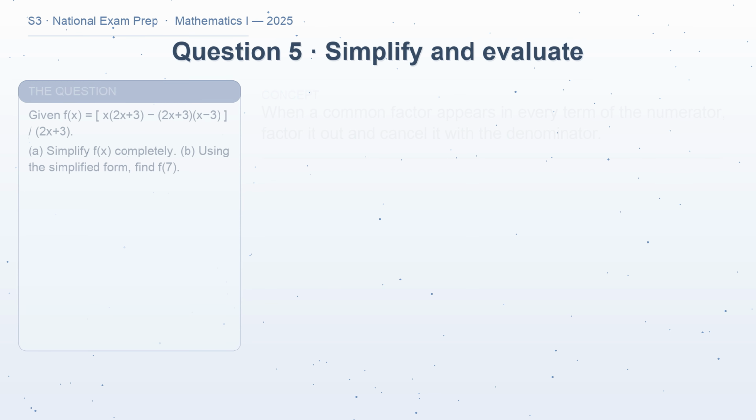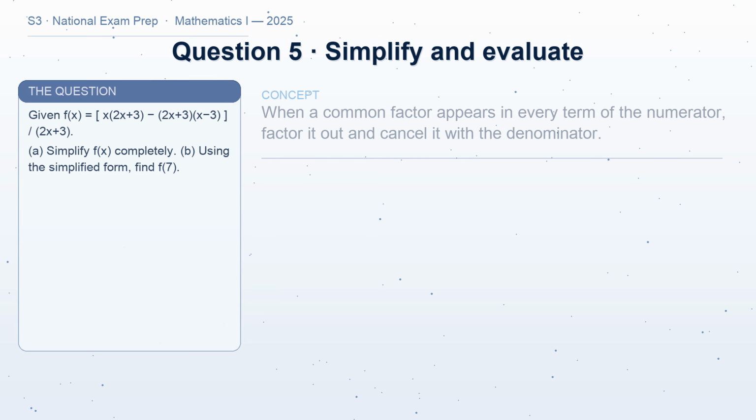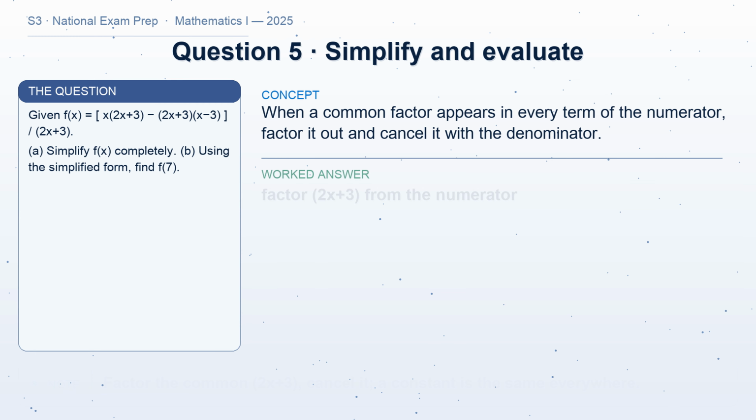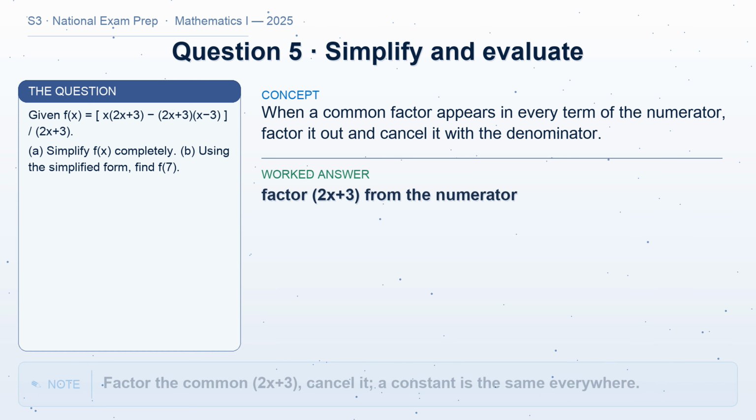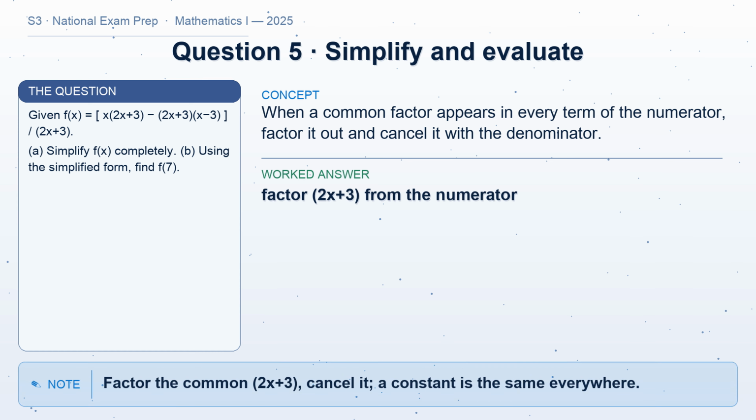We have f of x equals x times 2x plus 3 minus 2x plus 3 times x minus 3, all divided by 2x plus 3. Simplify it, then find f of 7. Notice both terms on top share the factor 2x plus 3. When a common factor appears in every term of the numerator, we can pull it out and cancel it with the same factor on the bottom.